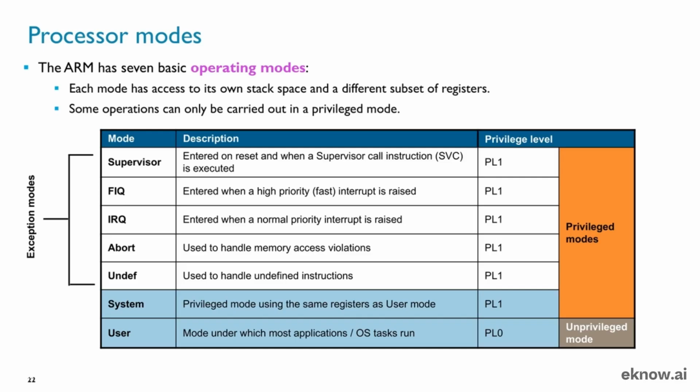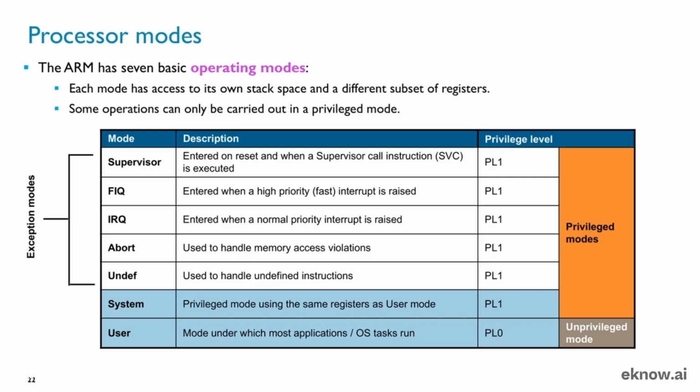You can think of it like user accounts on a computer. A standard user account is unprivileged. It can run applications, but it can't change critical system settings or access other users' files. An administrator account, on the other hand, is privileged. It has full control over the entire system. In the ARM world, we see this separation clearly.